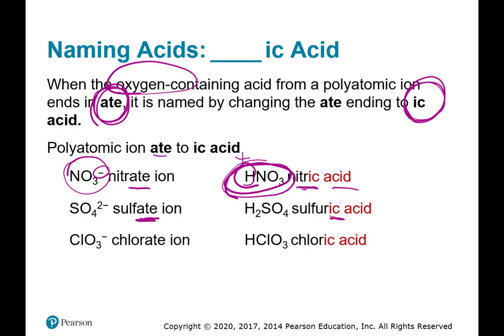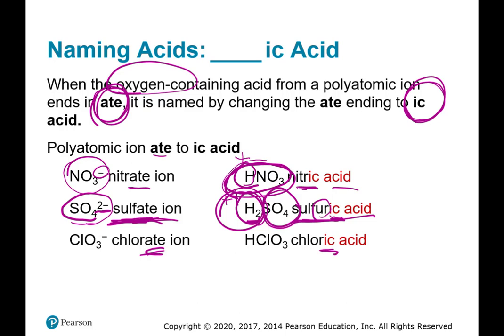Sulfate becomes ic. So in order to make this a neutral compound, see how this is a -2 charge? I would need 2 hydrogens because that's each a +1 ion. So that would be a +2 on the left side and a -2 on the right. Now the only kind of funky part about sulfate to sulfuric, we have to add that r. So sulfate ion turns to sulfuric acid. Chlorate turns to chloric acid.